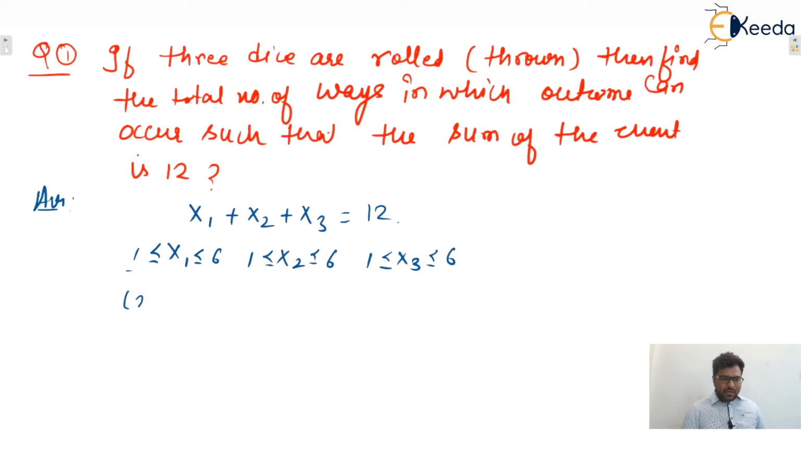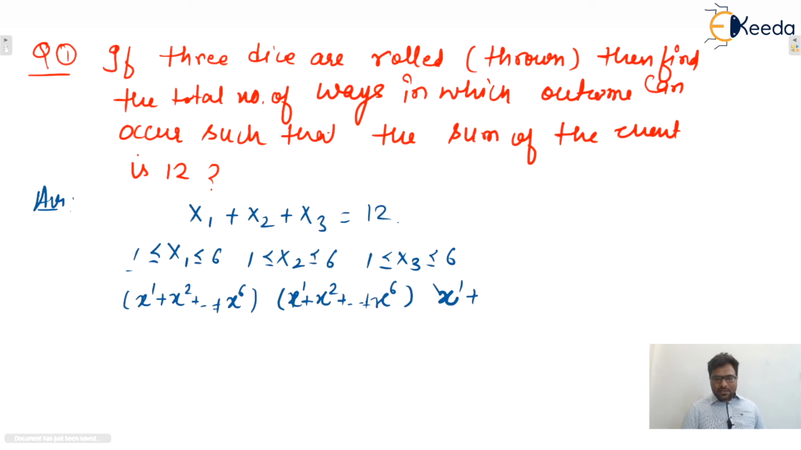So 1 to 6 means we can write x power 1, x square, up to x power 6. This one also can be written like that, x power 1 plus x square up to x power 6. And the third one also can be written like that, x power 1, x square up to x power 6. Now multiply all these. Everywhere there will be the same variable, x or y. You can take any, but the same variable must be there at every place. So after multiplying, this becomes x power 1 plus x power 2 plus x power 3 up to x power 6, whole raised to power 3.